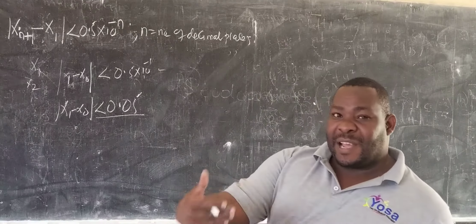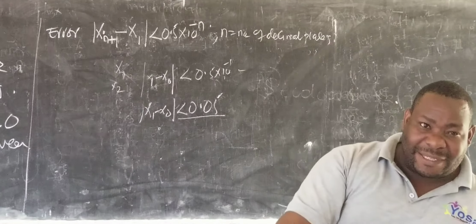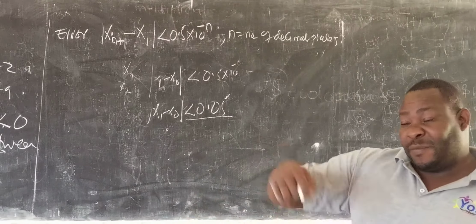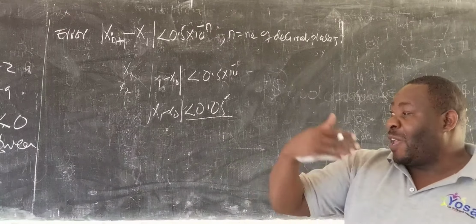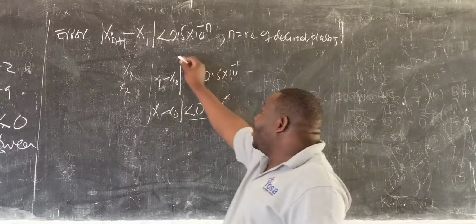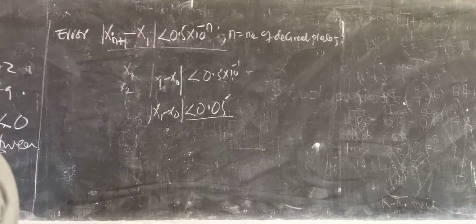Unless they have given another condition, because they can tell you use linear interpolation once. So which means that the condition of decimal places stops to work. But if they have not mentioned the number of times you should use the linear interpolation, means that you are following the condition of the number of decimal places. And this is what I mean.